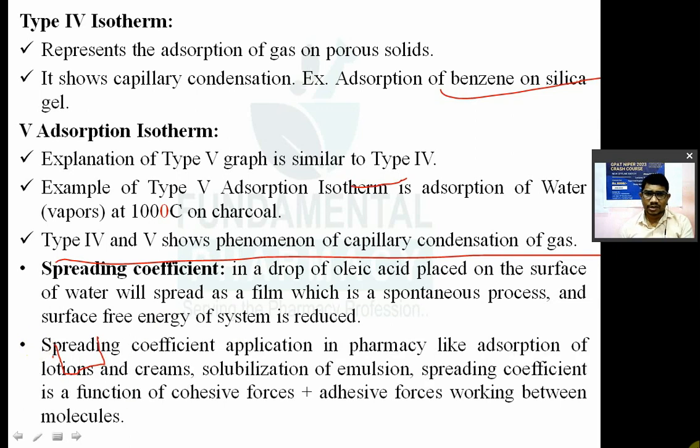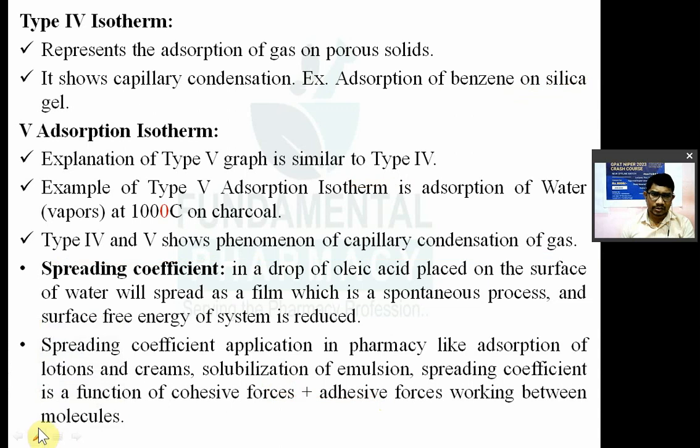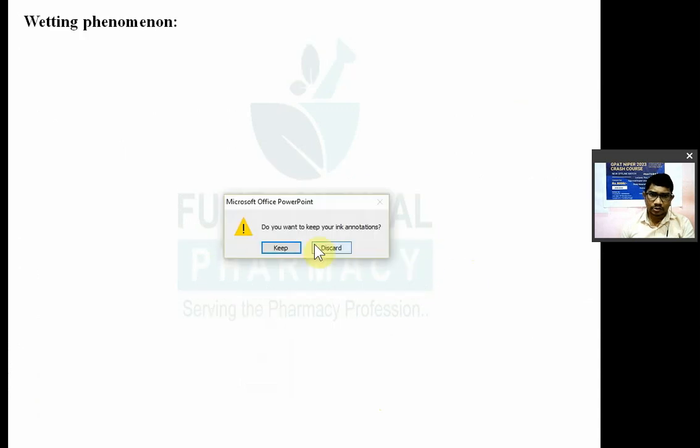Spreading coefficient has application in the absorption of creams, lotions, and solubilization of emulsion. Spreading coefficient is nothing but a function of adhesive forces and cohesive forces. Spreading coefficient क्या होता है? Function of adhesive forces and cohesive forces working between the liquids. Examples of spreading coefficient.